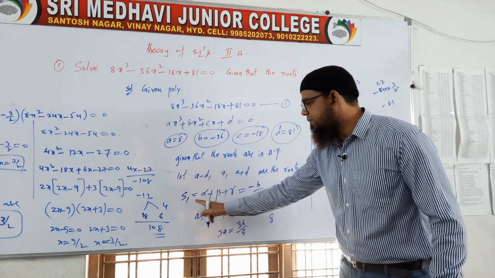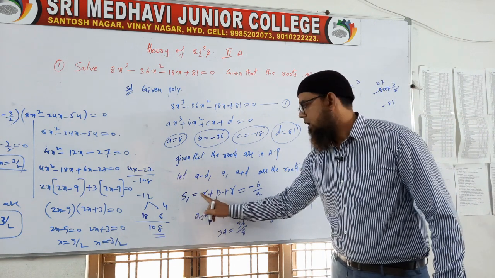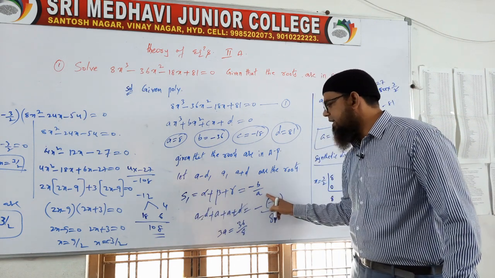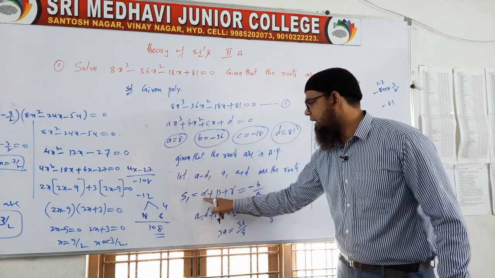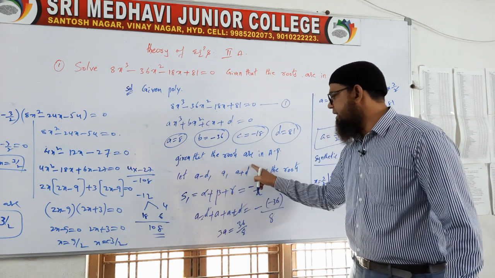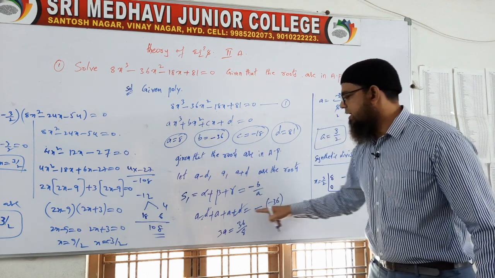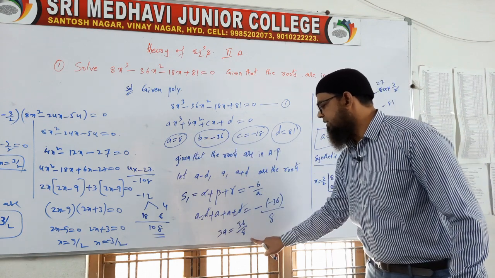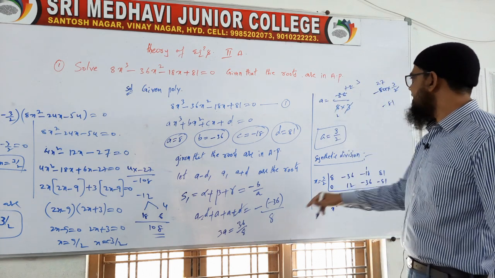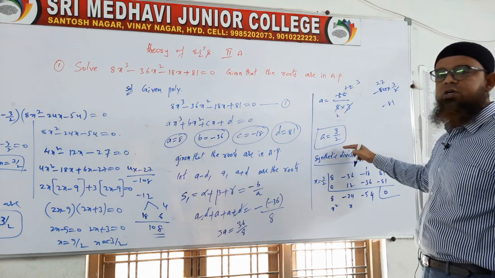Now, we have to apply S1 formula. What is S1? Alpha plus beta plus gamma is equal to minus B by A. You know everything. Alpha is A minus D, beta is A, gamma is A plus D. Minus B by A. Substitute the values here. D gets cancelled. 3A is equal to 36 by 8. Take 3 in the denominator, cut it. You will get A is equal to 3 by 2.